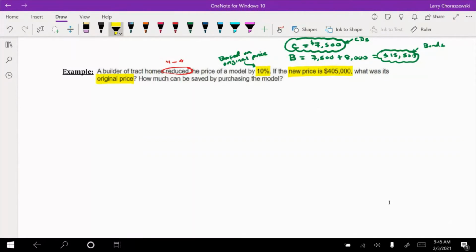And since it's a quantity that's not provided, that's maybe an opportunity for a variable. And would you guys be okay if I used the variable P to represent the original price? If so, I want to make a little note here that the original price is given by P. We could make a little statement about the new price. The new price is 405,000.